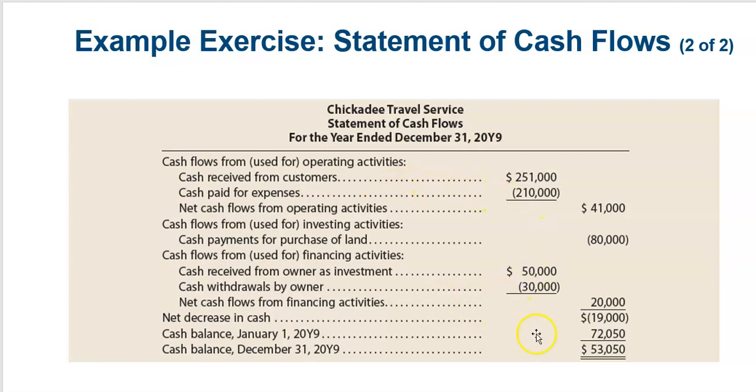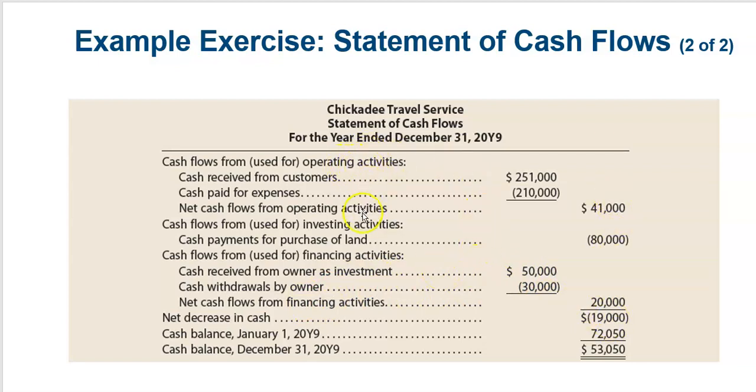So this particular company started with cash of $72,050 and they ended with cash of $53,050. And so these summarize the changes in their cash. So they brought in cash from customers of $251,000. They paid out cash for expenses of this amount. So that was their net change for operating activities. Then they had a cash payment of land. Then they had the owner put in an investment of $50,000. The owner withdrew this amount. And so we categorize it into these three activities.